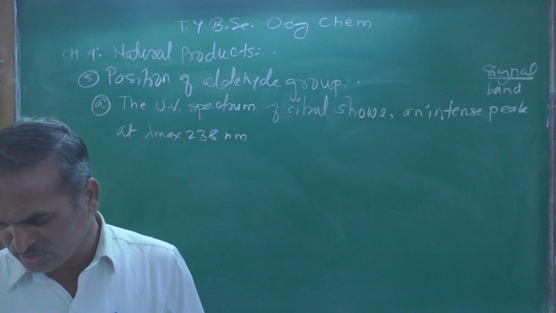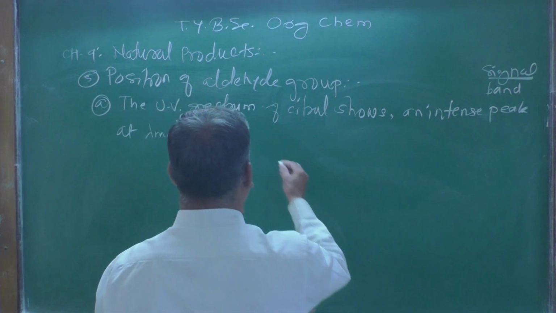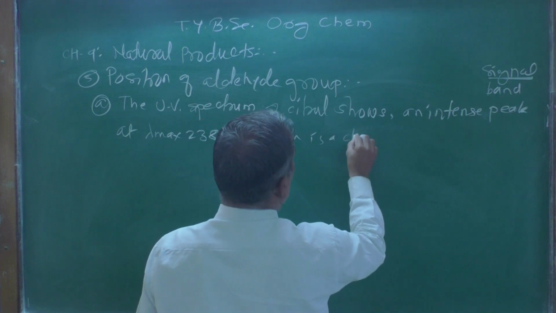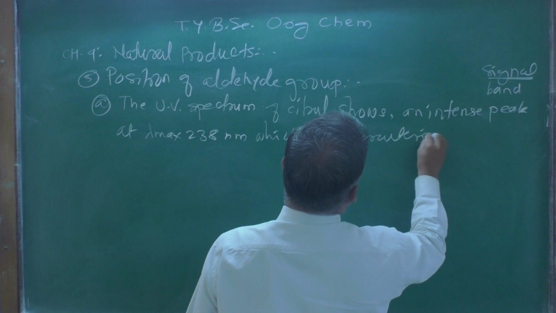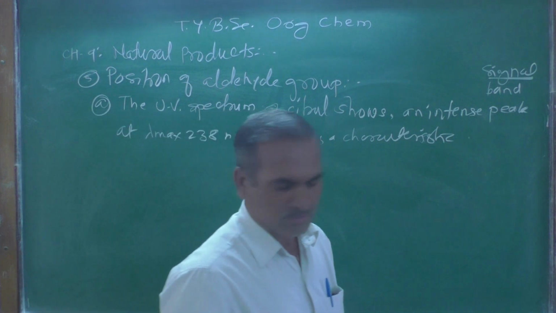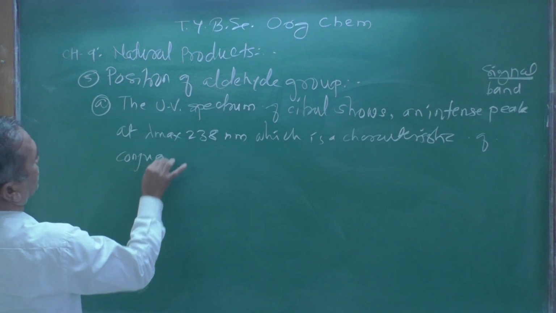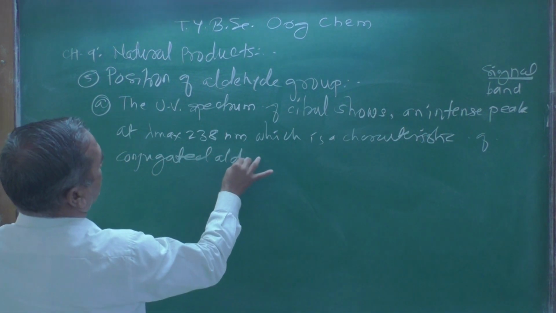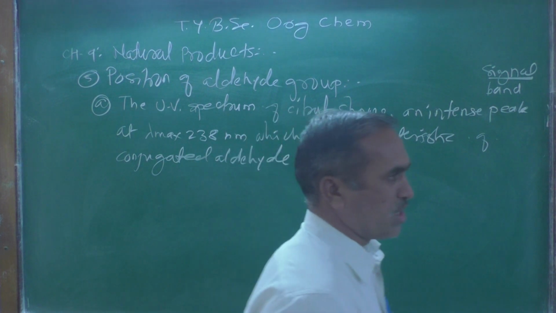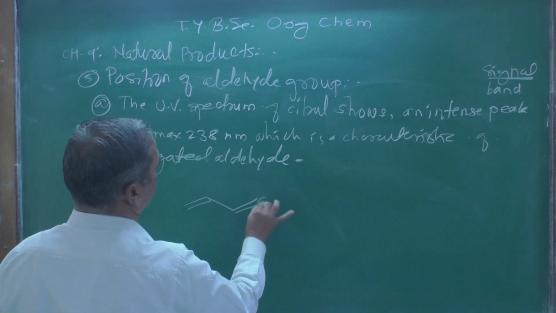That is the general relationship we know, which is a characteristic of conjugated aldehyde. Conjugated aldehyde. Do you know conjugation or isolation? Conjugated means what? They should be alternating. So such a type of aldehyde.